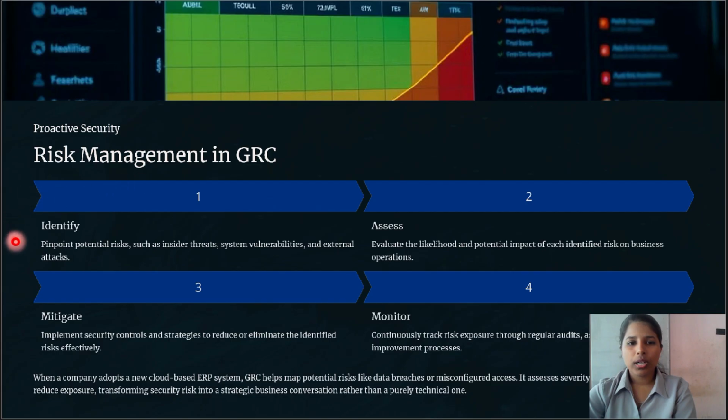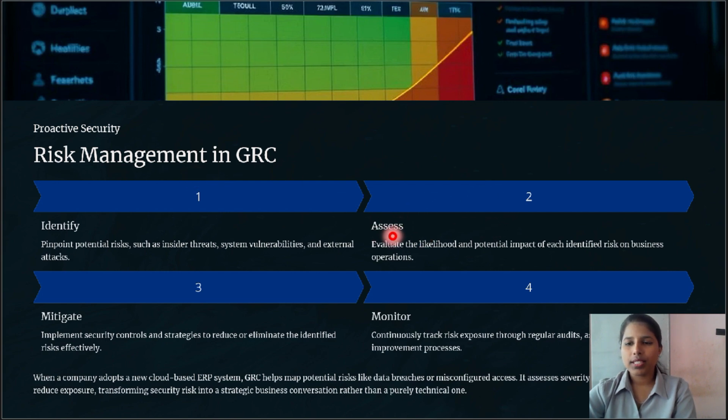So let's look at what is identifying. Identify is to pinpoint potential risks such as insider threats, system vulnerabilities and external attacks. Firstly we have to identify, which involves proactively identifying potential risks across various areas including operational, finance, legal and security domains.